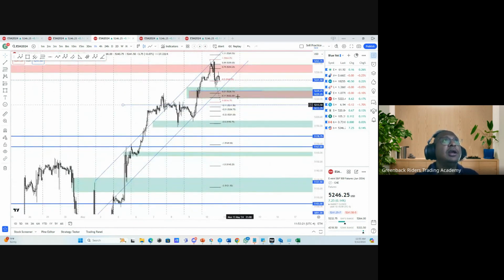Keep them marked. Do not play on the 1-hour chart. If you want, you can play. Normally, what I do is if I have to take options, I take it on the daily chart.